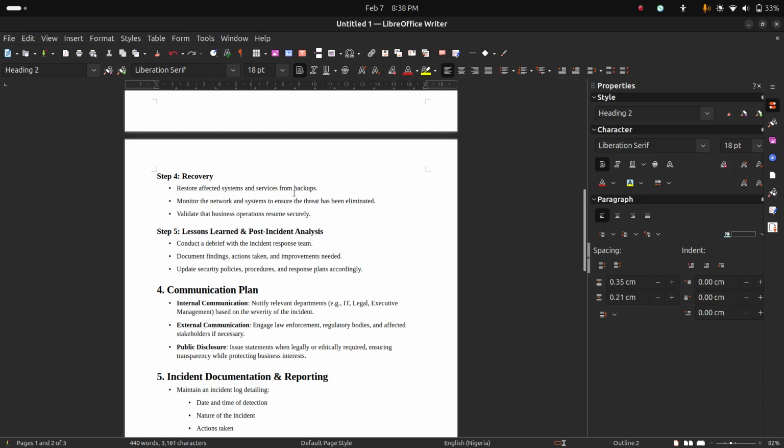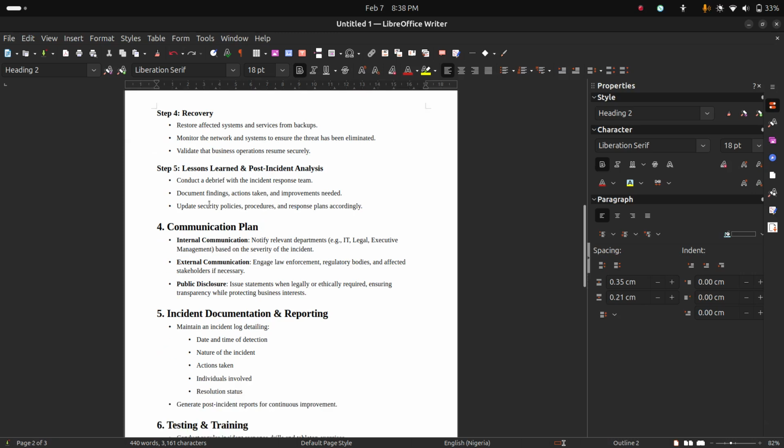Then for step 5, the team and the staff will have to perform what is called lessons learned and post-incident analysis. You have to conduct a debrief with the incident response team, then document findings, the actions taken, and improvements needed. Then you have to update security policies, procedures, and the response plan accordingly.